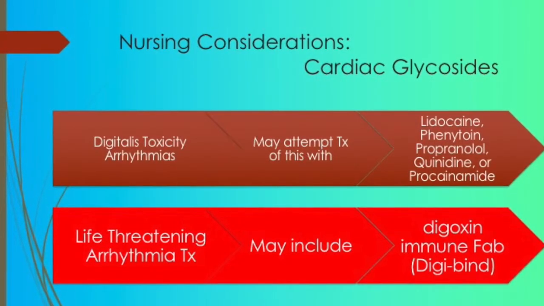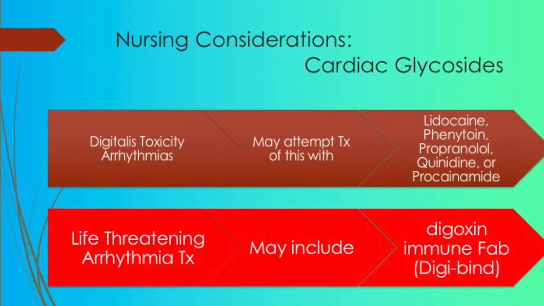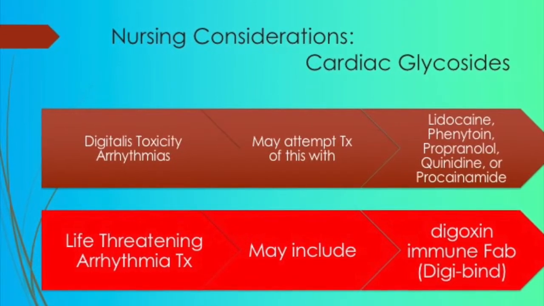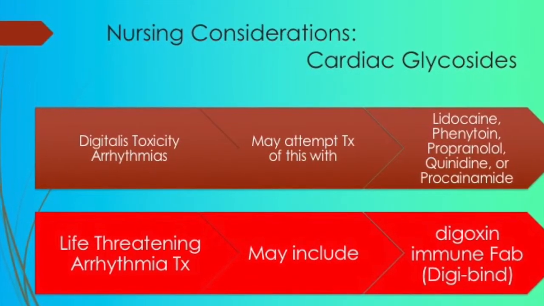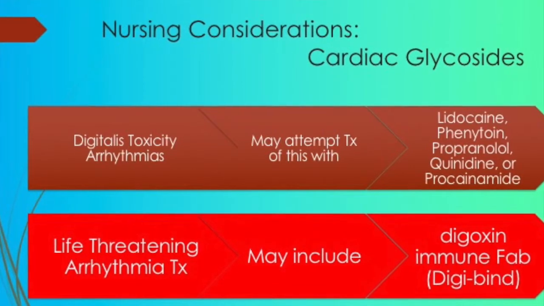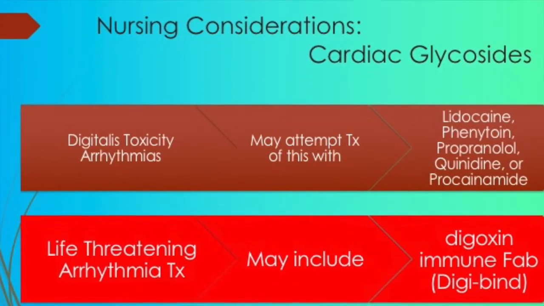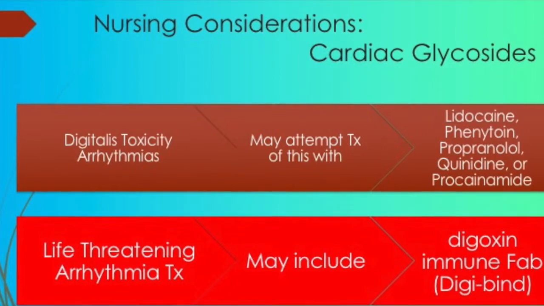Digitalis toxicity arrhythmias, we can treat this with lidocaine, phenytoin, propranolol, quinidine, procainamide. If they're life-threatening arrhythmias, we may include digoxin immune fab or Digibind. That's essentially going to be our antidote for digoxin.